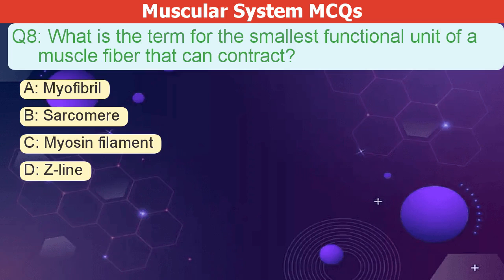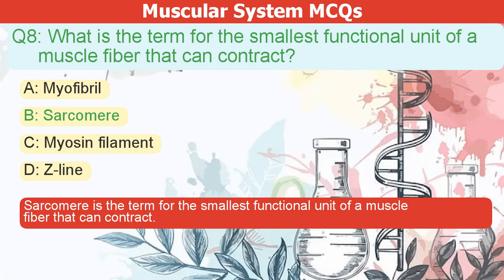What is the term for the smallest functional unit of a muscle fiber that can contract? A. Myofibril. B. Sarcomere. C. Myosin filament. D. Z-line. The correct answer is B. Sarcomere is the term for the smallest functional unit of a muscle fiber that can contract.